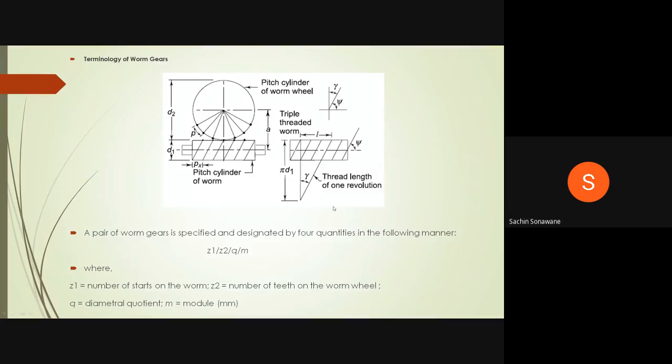Now here angles are there, psi and gamma. A pair of worm gears is specified and designated by four quantities in the following manner. Z1, Z2, Q, m, where Z1 is equal to number of starts on the worm, Z2 is equal to number of teeth on the worm wheel, Q is equal to diametral quotient, and m is equal to module in mm.